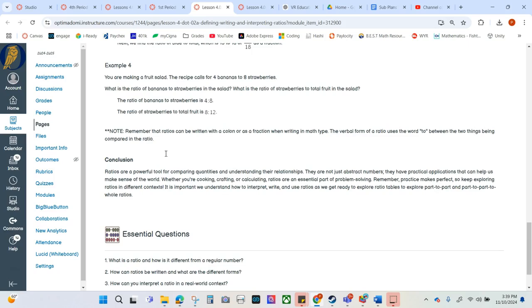It is important we understand how to interpret, write, and use ratios as we get ready to explore ratio tables and part-to-part and part-to-whole ratios. All right, class, good luck.